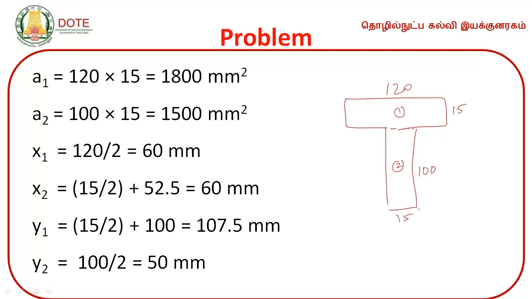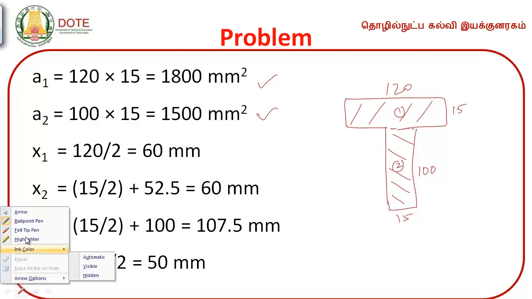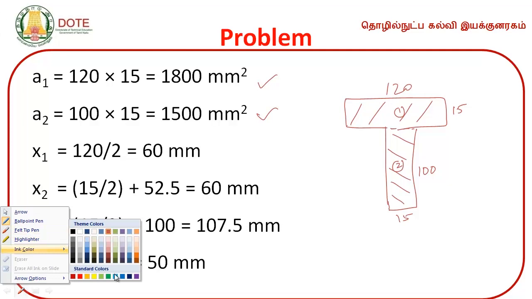So area A1 is equal to 120 into 15. What is area A2? A2 is this area, 100 cross 15, 1500 mm square. Then we go to find the value for x1. What is x1? Now we have to calculate the value of x1.